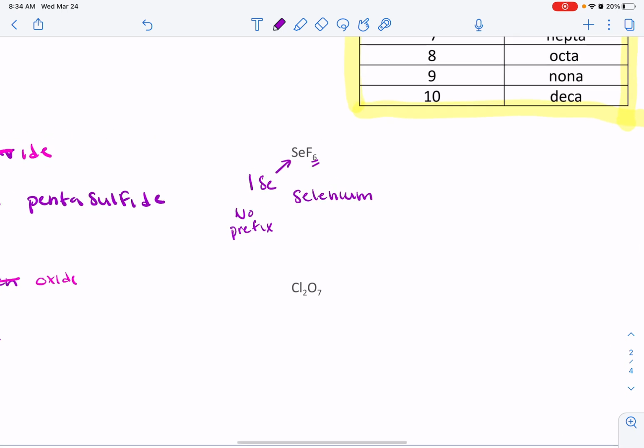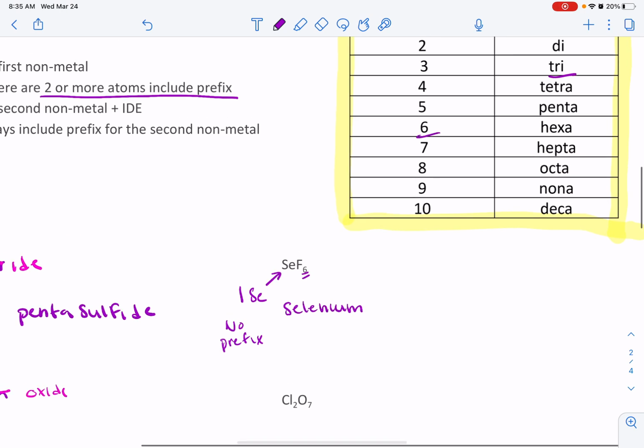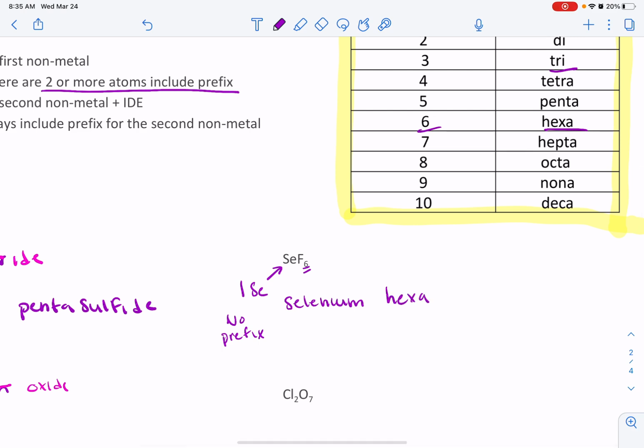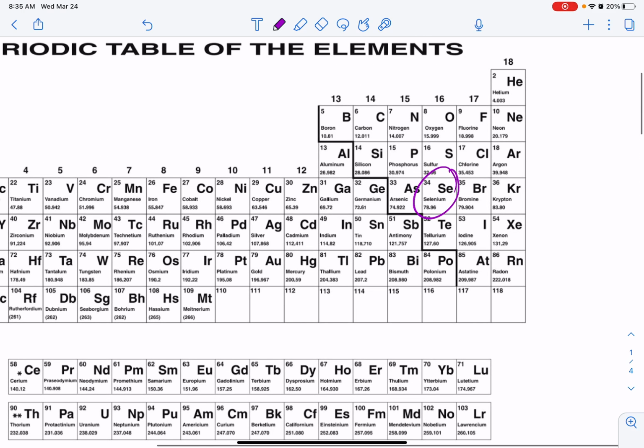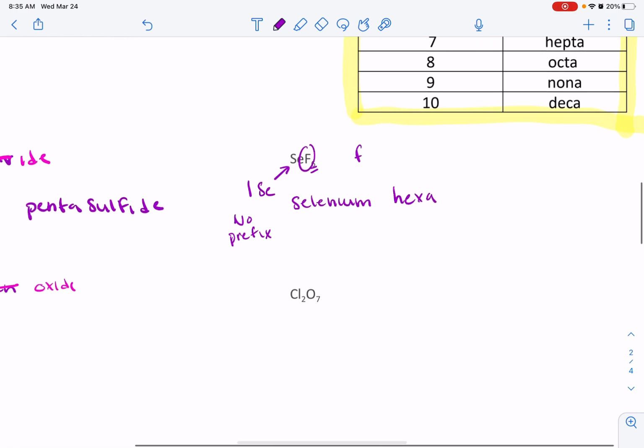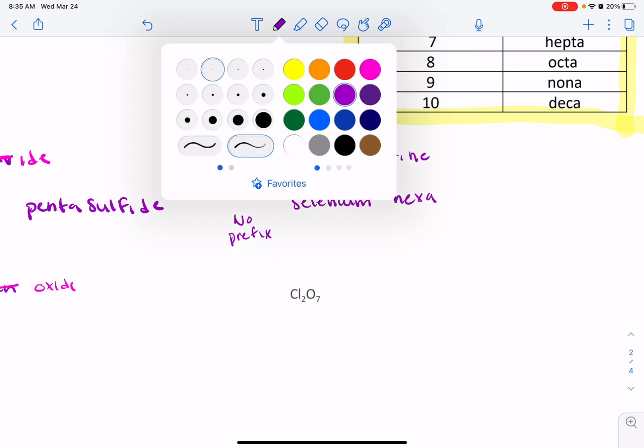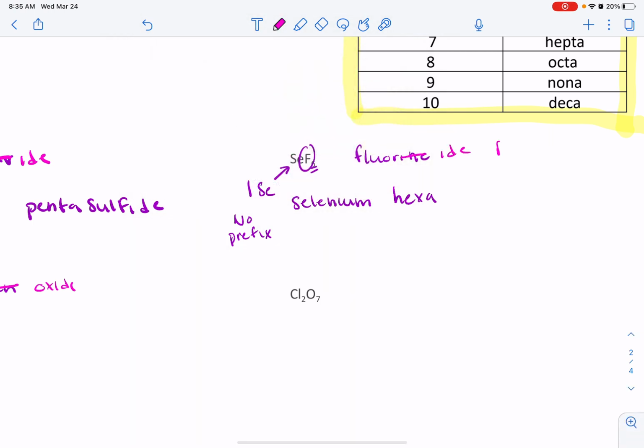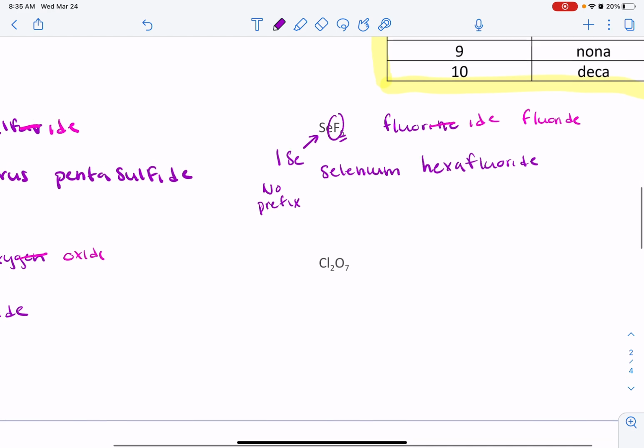And now I'm going to be looking for the 6. 6 is hexa. So I'm going to write hexa. And my F is fluorine. And again, fluorine, we're going to change our ending to "ide" to get fluoride. And so this becomes selenium hexafluoride. That's our answer.